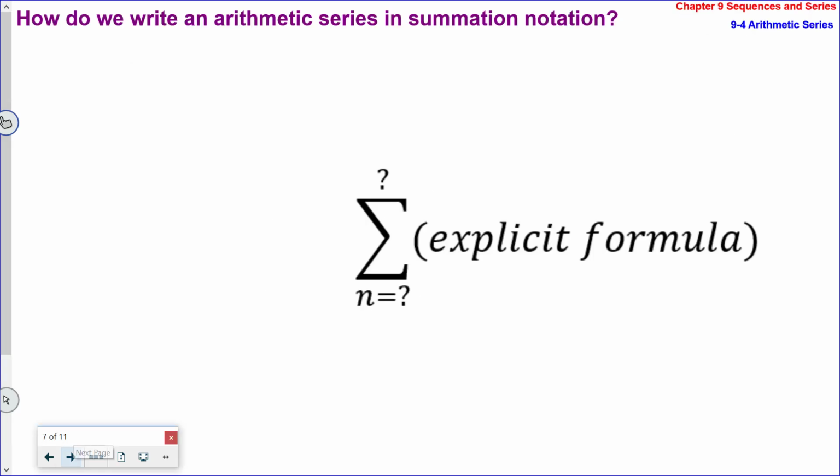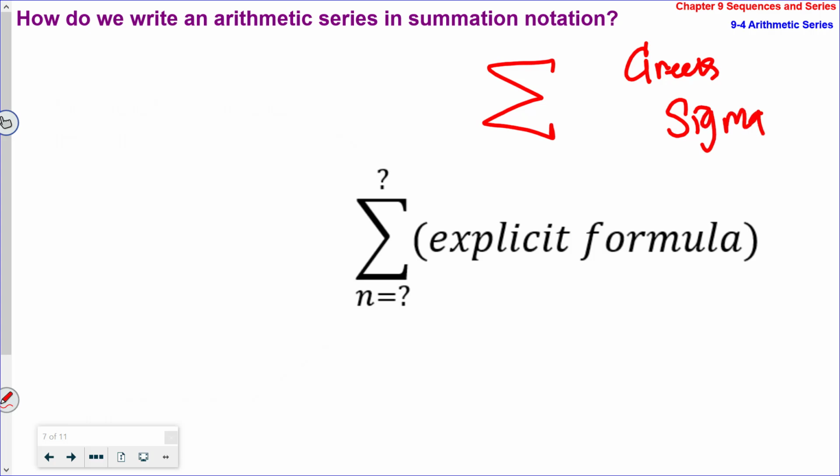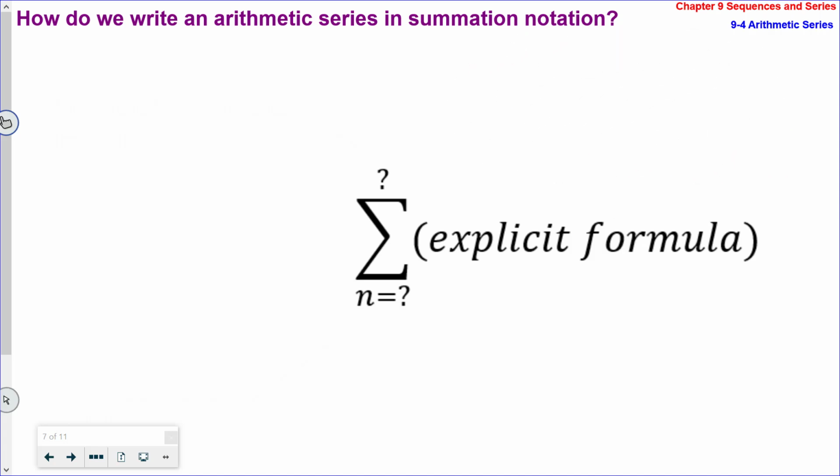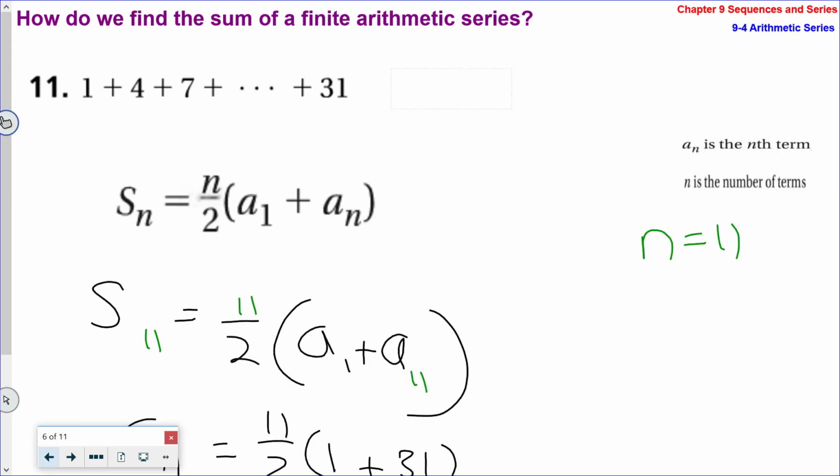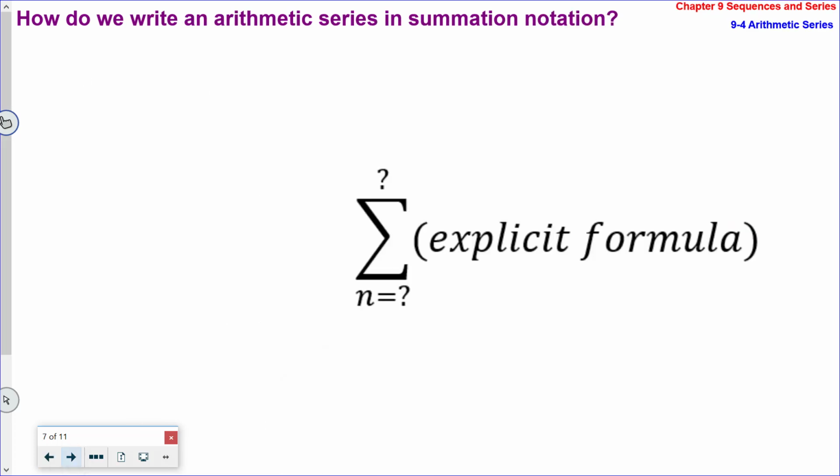Now we're going to talk about summation notation. This character here, this is the Greek symbol sigma. Capital sigma. So this is just the Greek symbol for sigma. We use this as an alternate. So this formula, we use this formula to find the sum of a series. We could also use sigma notation to find the sum of a series.